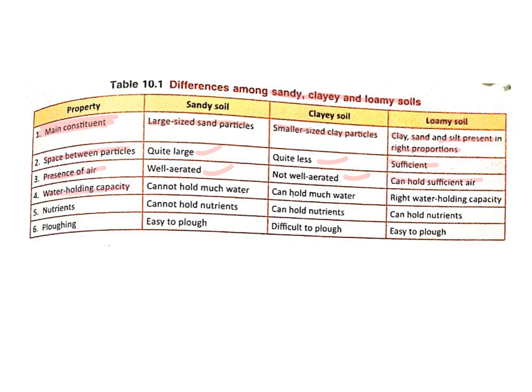Next is water holding capacity. Sandy soil cannot hold much water, whereas clay soil can hold much water. Loamy soil, right amount of water it can hold. Next property is nutrients. Sandy soil cannot hold nutrients. Clay soil can hold nutrients very well, and loamy soil can also hold nutrients. Next property, plugging. Sandy soil is easy to plug. Clay soil is very difficult to plug, whereas loamy soil is easy to plug.